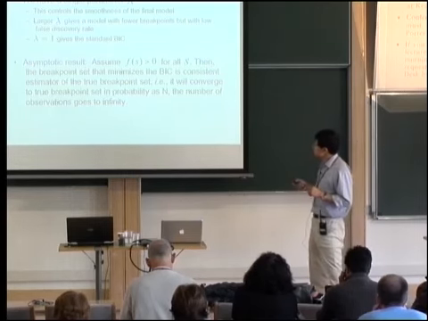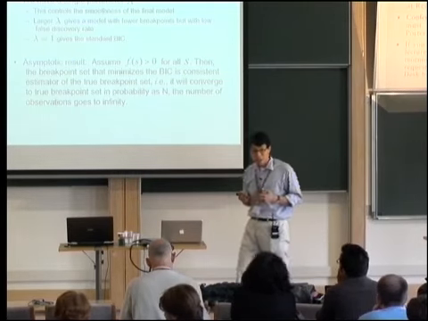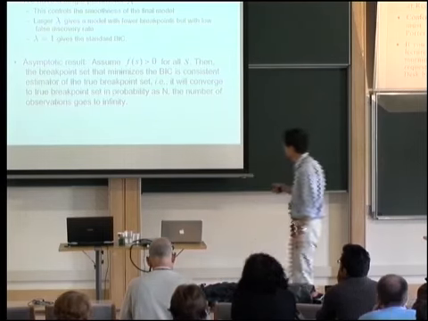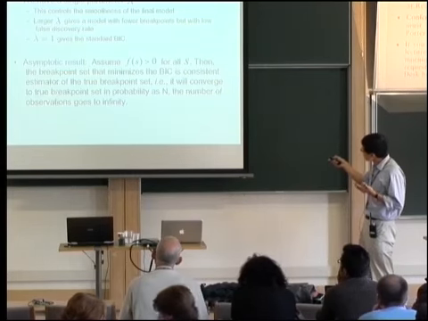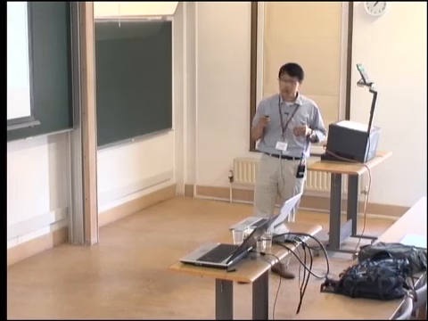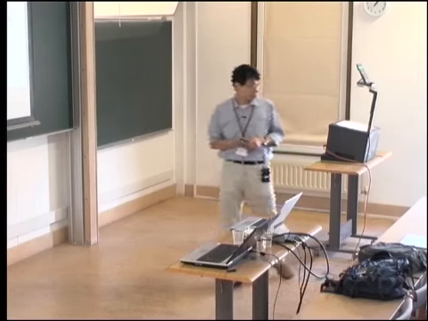For those of you with more mathematical statistics background, who still have a soft spot for proving theorems that are completely useless, we do have an asymptotic result here. If you have some read at a position in some set, the breakpoint set that minimizes BIC is a consistent estimator of the true breakpoint set. That is, it will converge to the true set in probability as the number of observations goes to infinity.